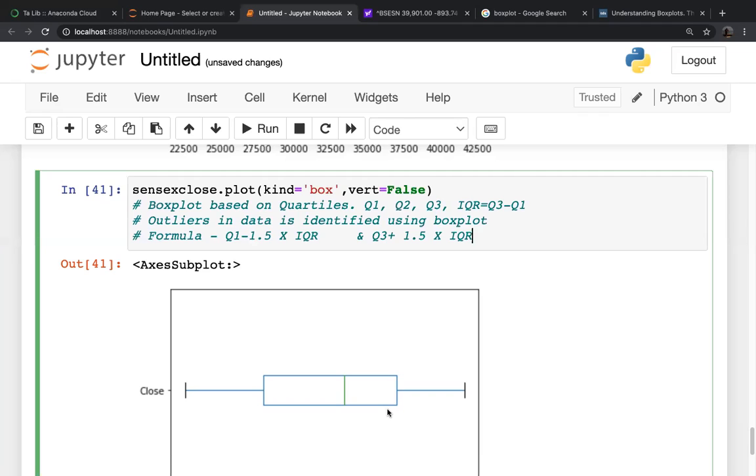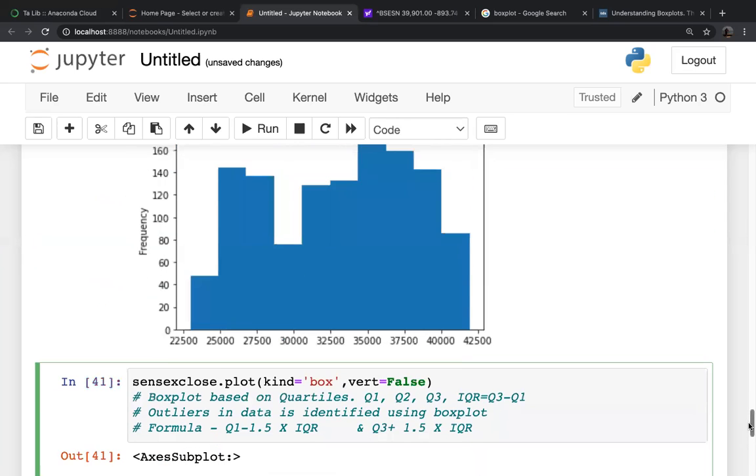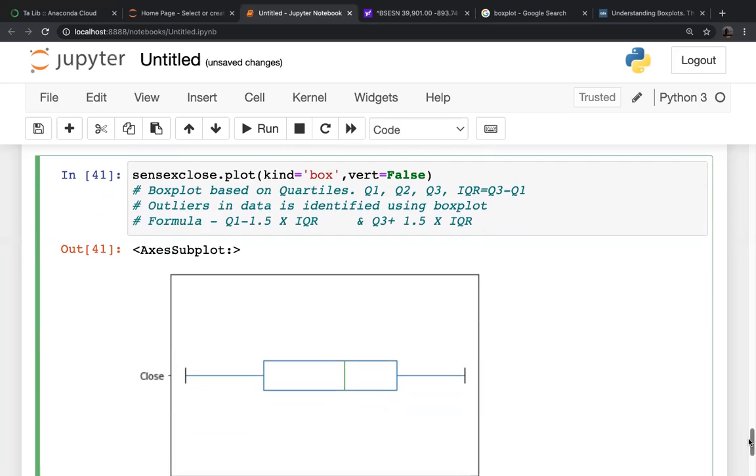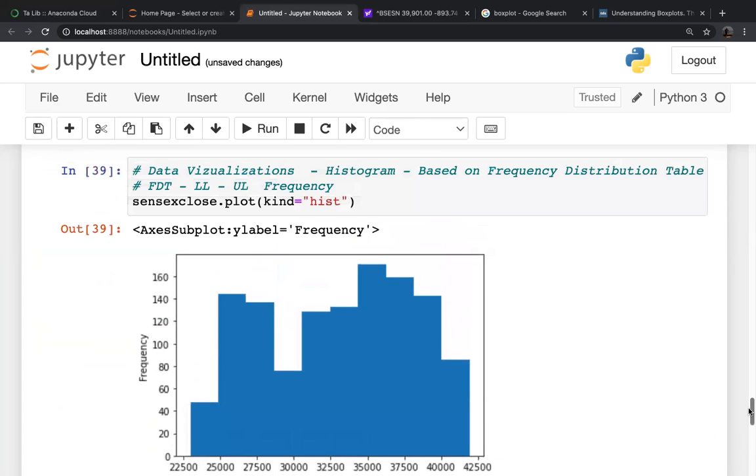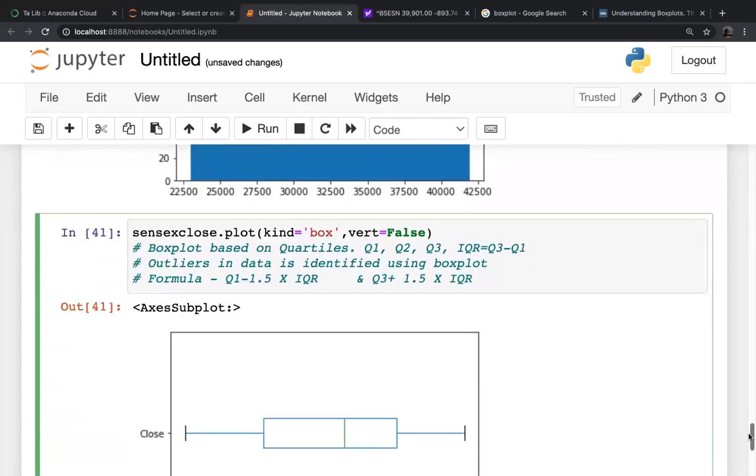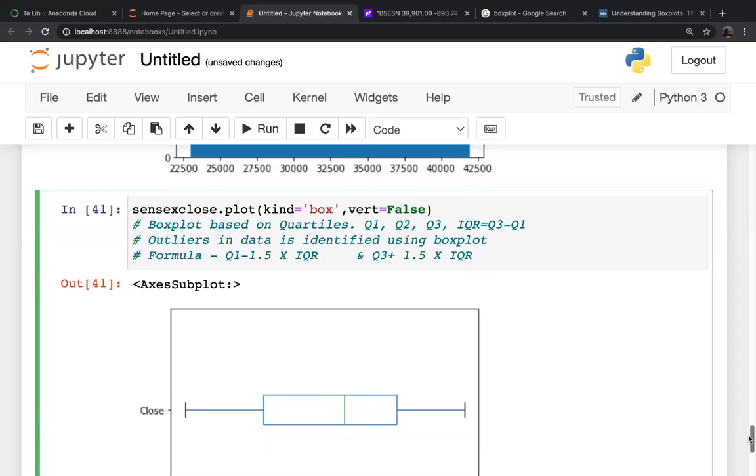But you can see the skewness. Skewness means the box is slightly towards the left side, or the length of the box is towards the left side. So you can see here there is something called skewness, which is slightly visible. So histogram is based on frequency distribution table. Box plot is based on quartiles.